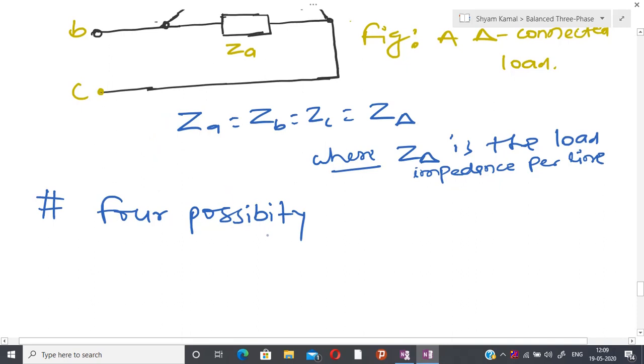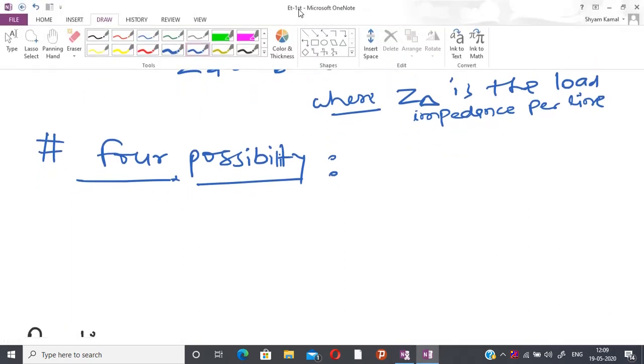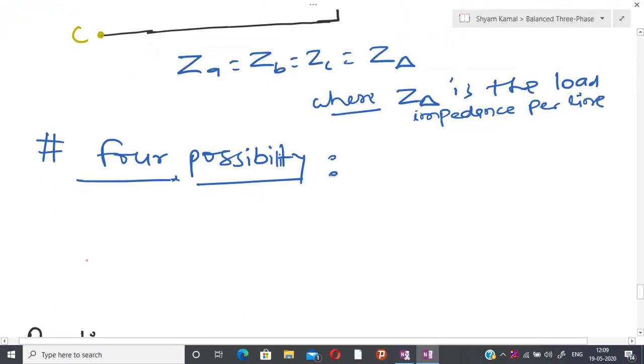So four possibilities are like this. I am going to talk about the Y-Y connection. So the meaning of Y-Y connection is the source is Y connected and the load is also Y connected.